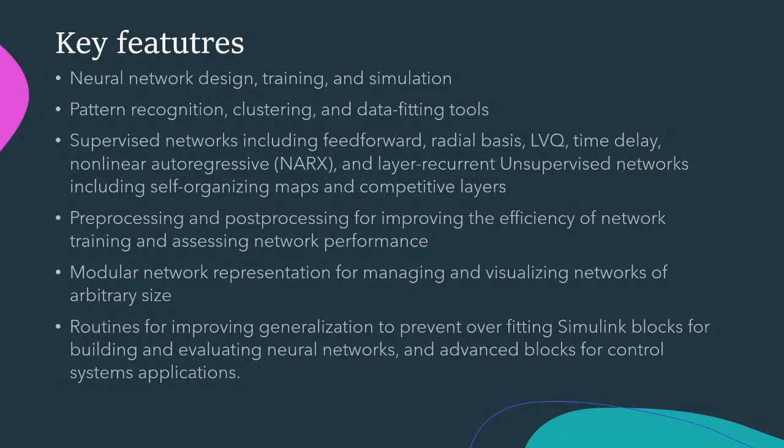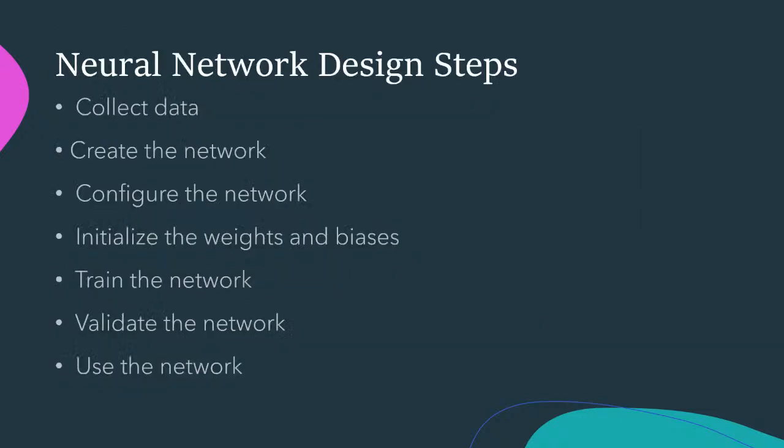But you need to analyze the data initially. So what are the steps you need to follow when you are working with the artificial neural network toolbox in MATLAB? The first step is we need to collect the data. Then we need to create the network, configure the network, and initialize the weights and the biases. Then we need to train the network. After training the network, we need to validate the network. Then only we can utilize that artificial neural network in our required project, research area, or implementation, whatever it may be. So these are the steps you need to follow here.